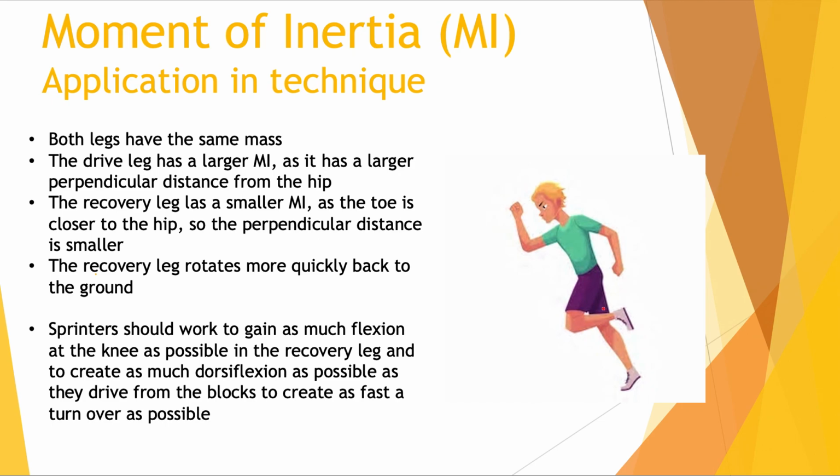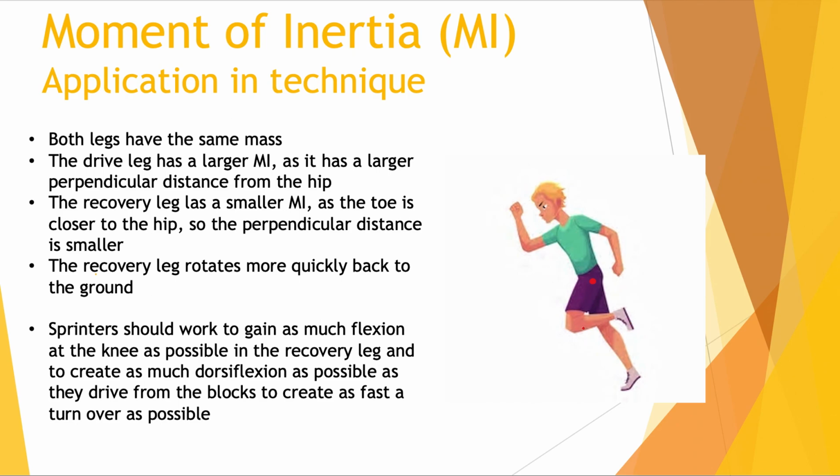So again, we could say that both of the legs are the exact same mass here in the sprinter. The drive leg, which is the back leg here, has a larger perpendicular distance from the hip. So the hip is the axis of rotation here, and this distance from here to here is much greater than the distance from the hip to here. So the perpendicular distance of the drive leg is much greater than the perpendicular distance from the axis of rotation for the recovery leg.